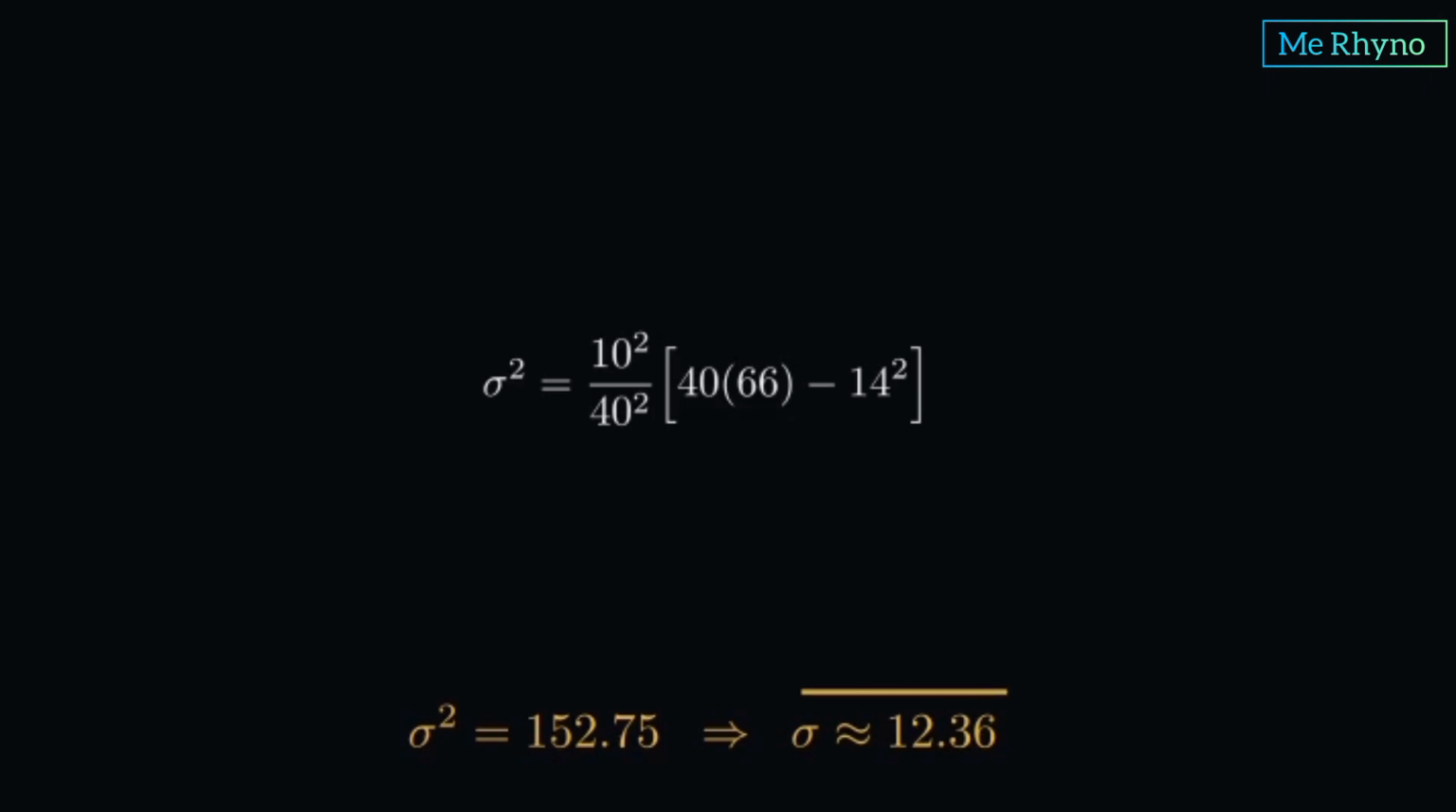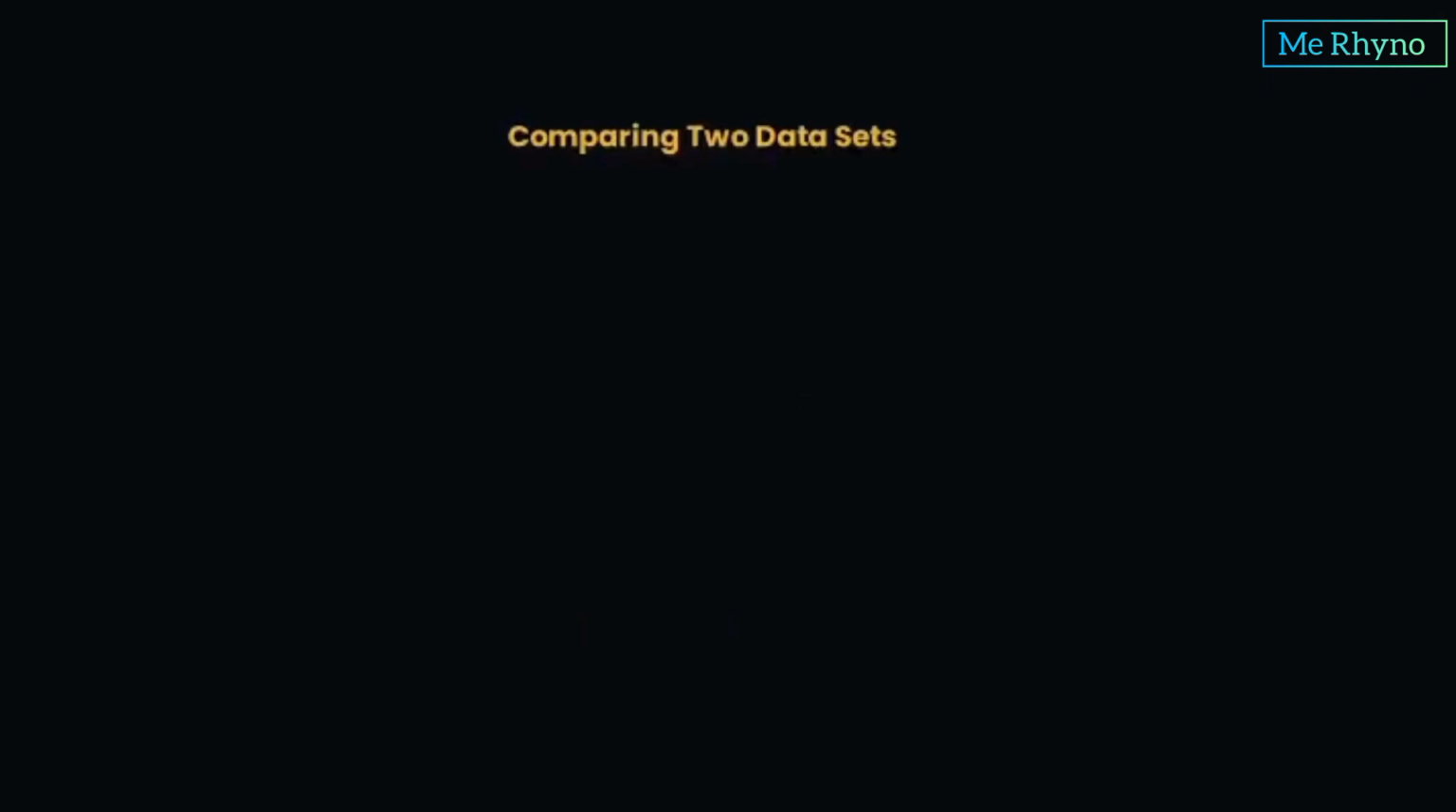So this basically means that a typical student deviates from the class average of 28.5 by 12.36 in either direction. Let's return to our two batsmen. How do we properly compare their consistency?